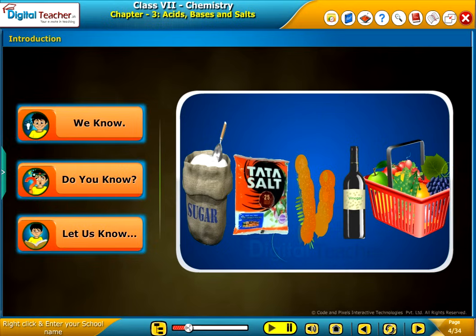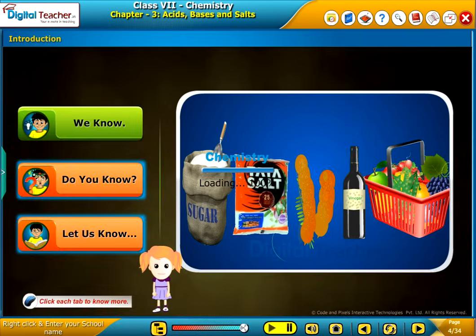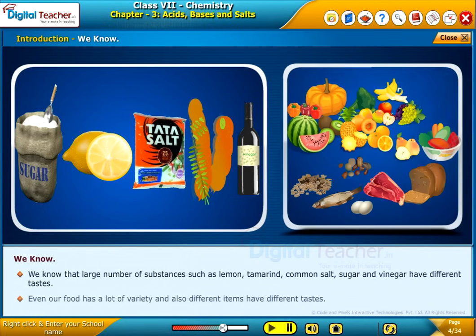Introduction. Before entering into the chapter, follow the instructions shown on the screen. Click each tab to know more. We know that a large number of substances such as lemon, tamarind, common salt, sugar and vinegar have different tastes. Even our food has a lot of variety and different items have different tastes.